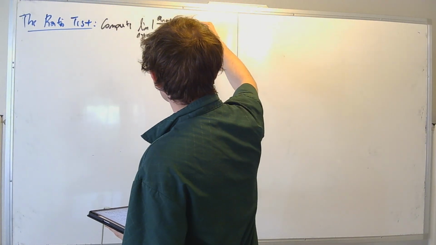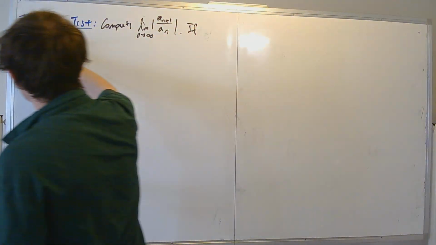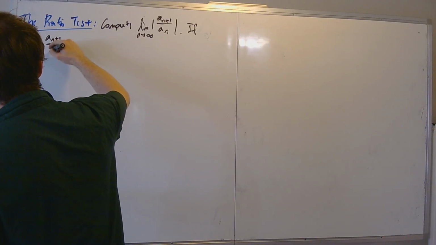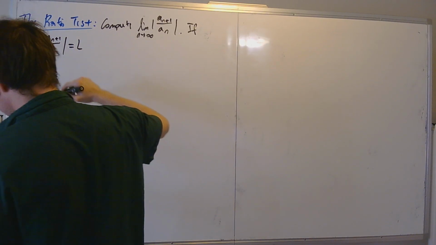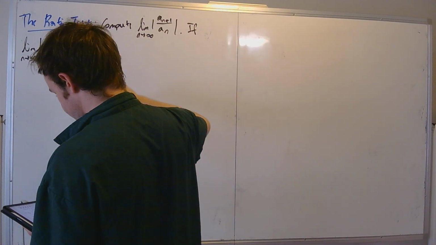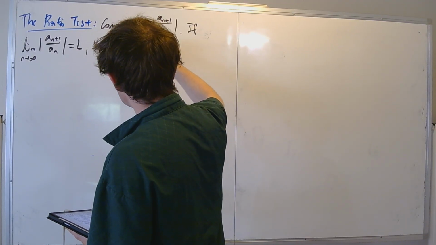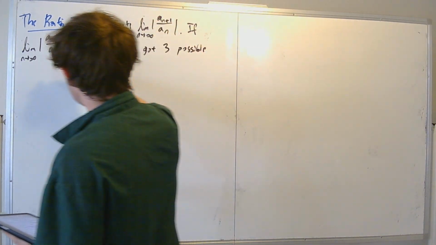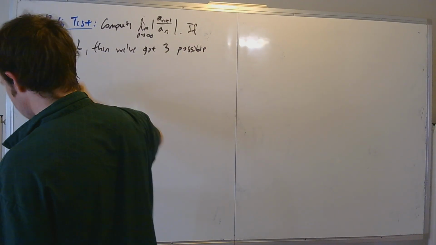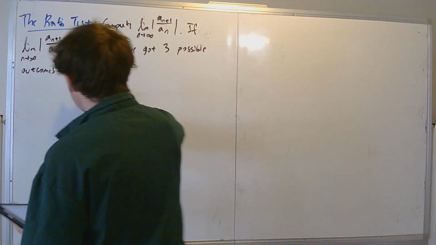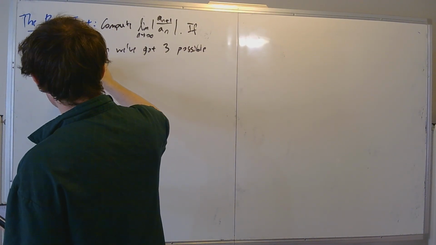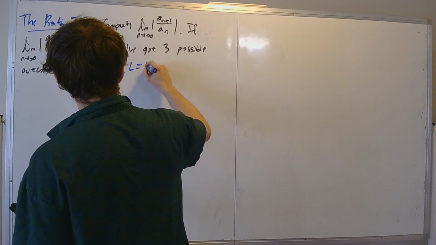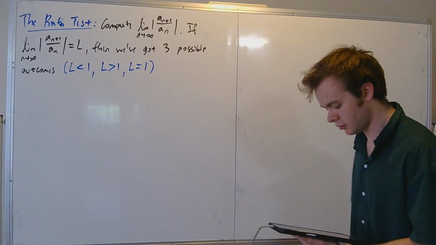Okay. If the limit as n goes to infinity of the absolute value of a_{n+1} over a_n is equal to L, then we've got three possible outcomes, which is going to be corresponding to whether L is less than 1, L is greater than 1, or L is equal to 1. Right, so those are our three cases that we're going to break it into.